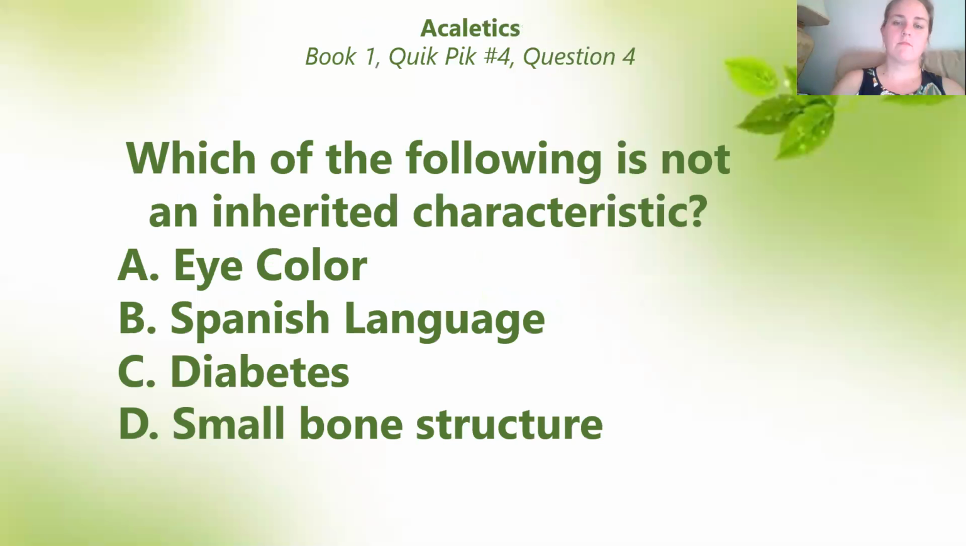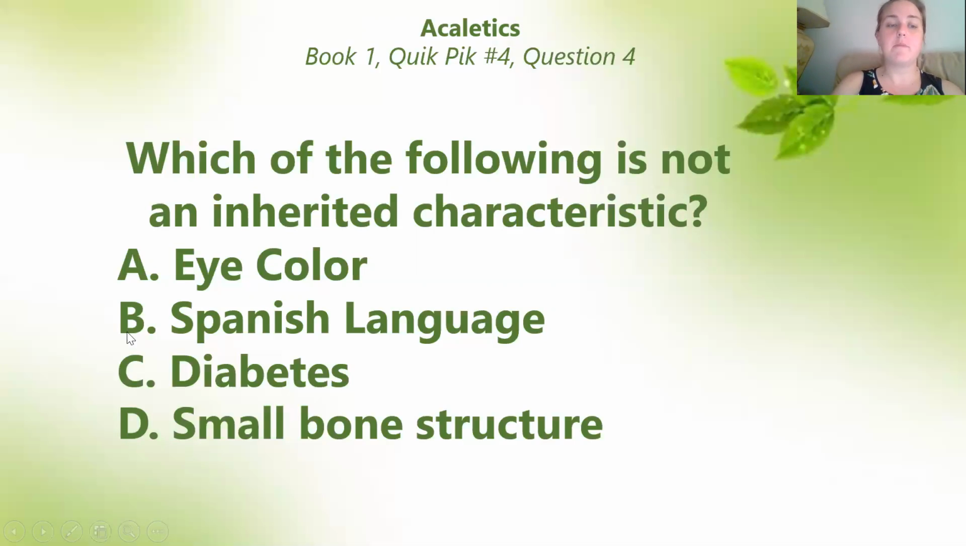Okay, our next question. Which of the following is not an inherited characteristic? So remember, inherited means that it's passed down from your mom or your dad. I use the example, with me, my eyes are green. My dad has green eyes, and so I got my green eyes from my dad. That's an inherited trait. And my dad has blonde hair. My mom has brown hair. I have blonde hair, so I got that. That is an inherited trait from my dad. So let's think about that. Inherited is something that you got from your parents. So which one is not an inherited characteristic?